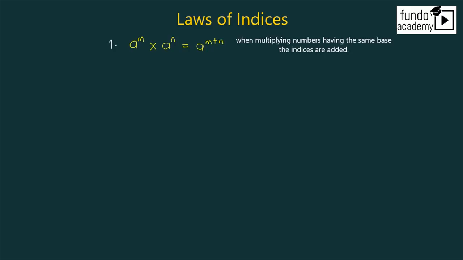For example, let's say we have 2 raised to the power of 2 multiplied by 2 raised to the power of 3. This will give us 2 raised to the power of 2 plus 3, because remember we said that we add the indices, we add the powers. So that's what we get here. We simplify. 2 plus 3 is 5, so it's 2 to the power of 5, and this is 32. That is multiplying 2 5 times by itself, so we get 32 right there. So that's the first law of indices.